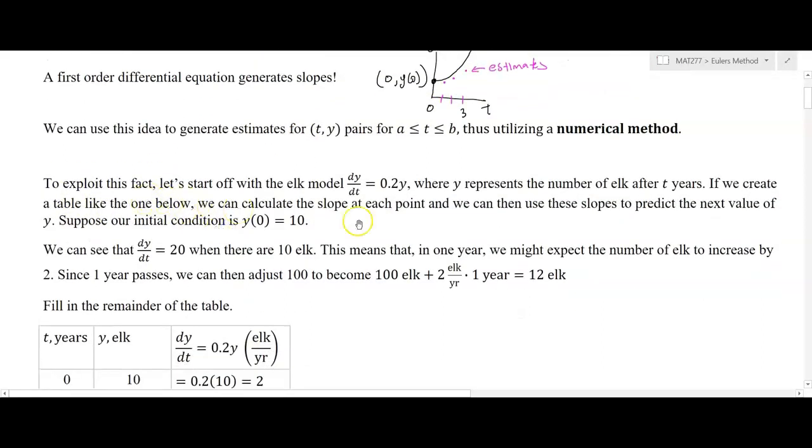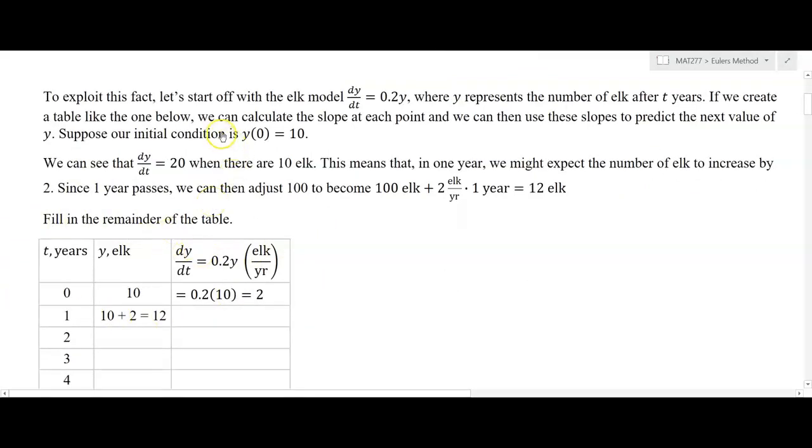To exploit this fact, let's start off with this elk model. We have the rate of elk per year being 20% of the number of elk, so that's our reproduction rate. Another way of thinking about this is that every adult elk on average produces 0.2 elk as offspring. We can create a table like the one below. We can calculate the slope at each point, and we can then use these slopes to predict the next value of y. Suppose our initial condition is y of 0 equals 10.